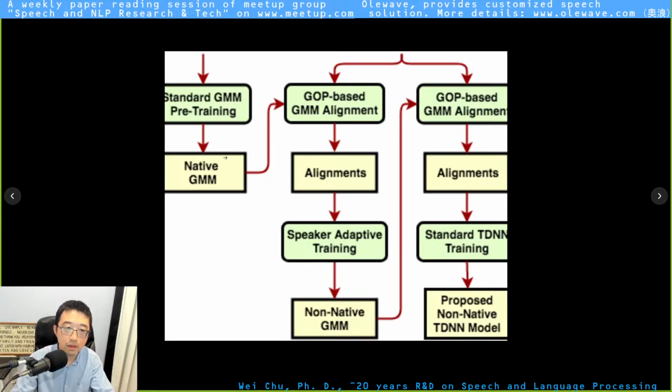First, we start by training a native model. In the following videos, I will use L1 to represent native, because it's called learner 1 or mother tongue. I will use L2 to refer to the non-native model or GMM. So you can see everything is fairly standard, except that we have this GOP-based GMM alignment, and I will cover this part in the following slides.